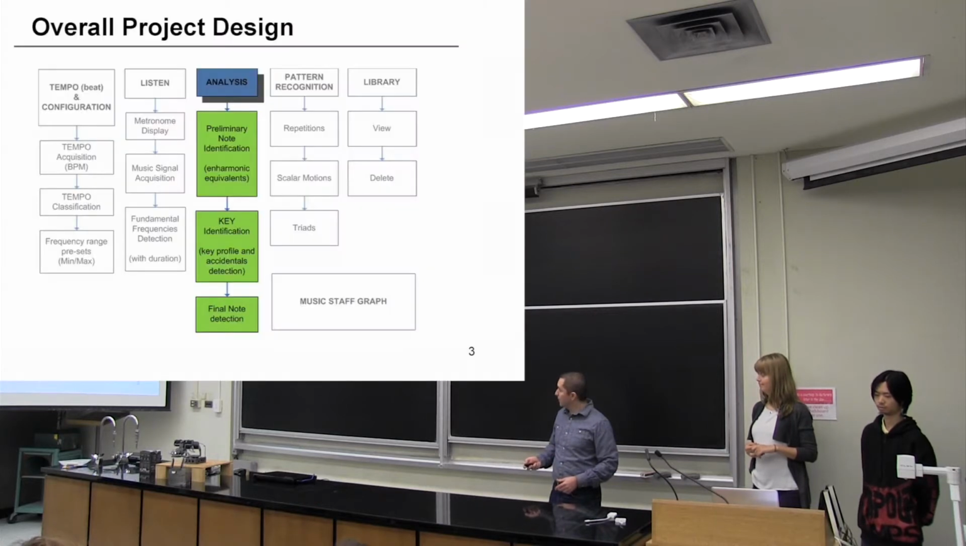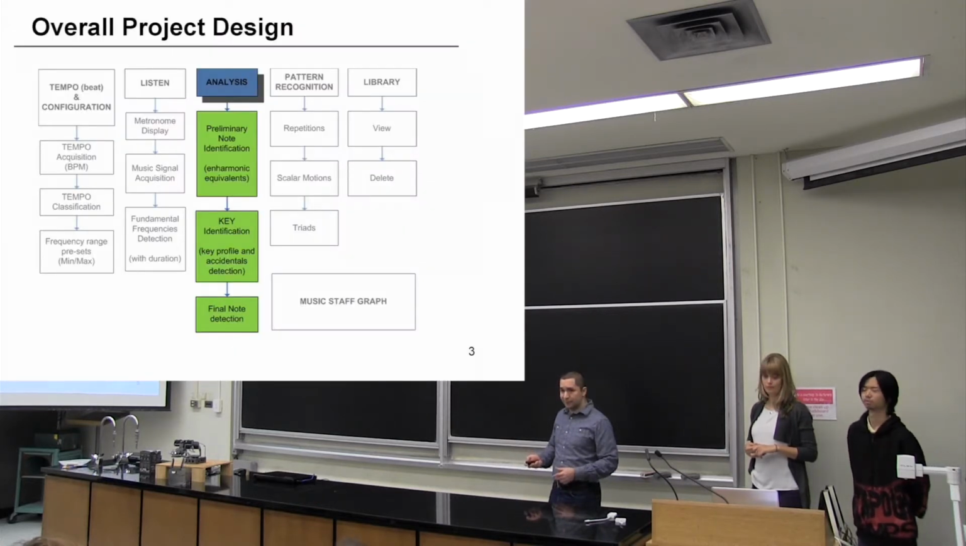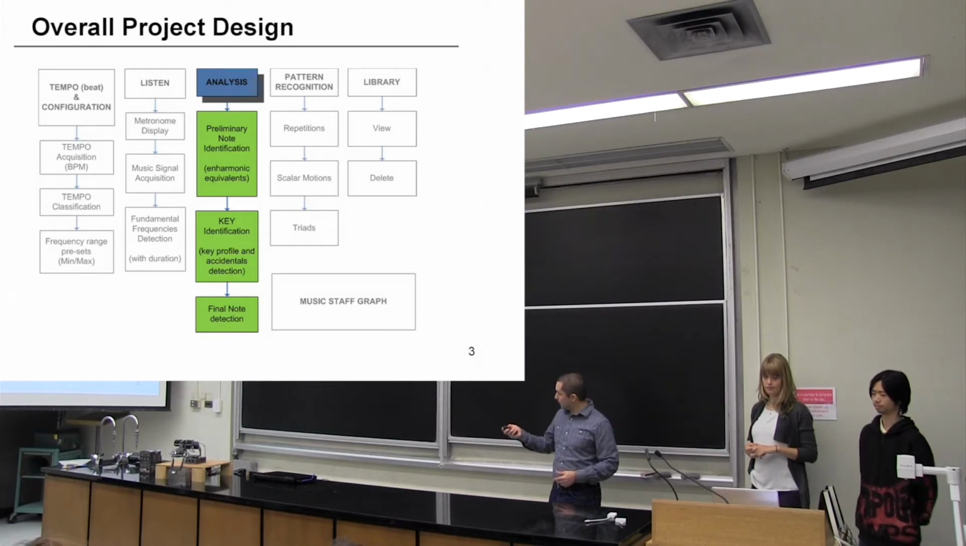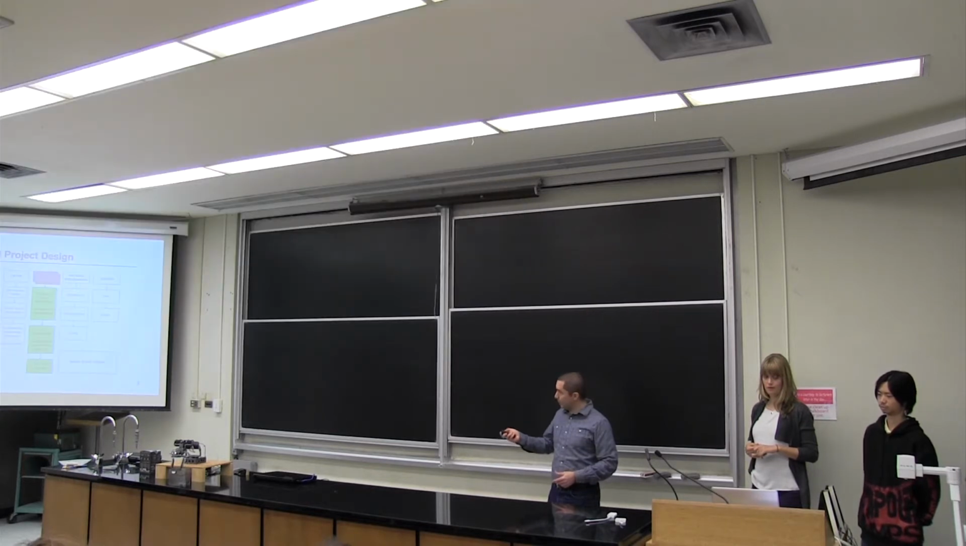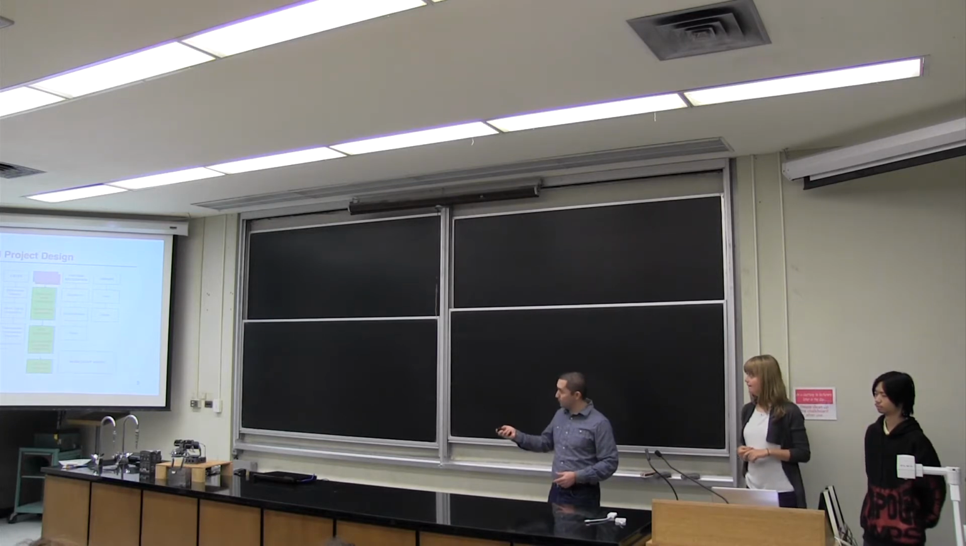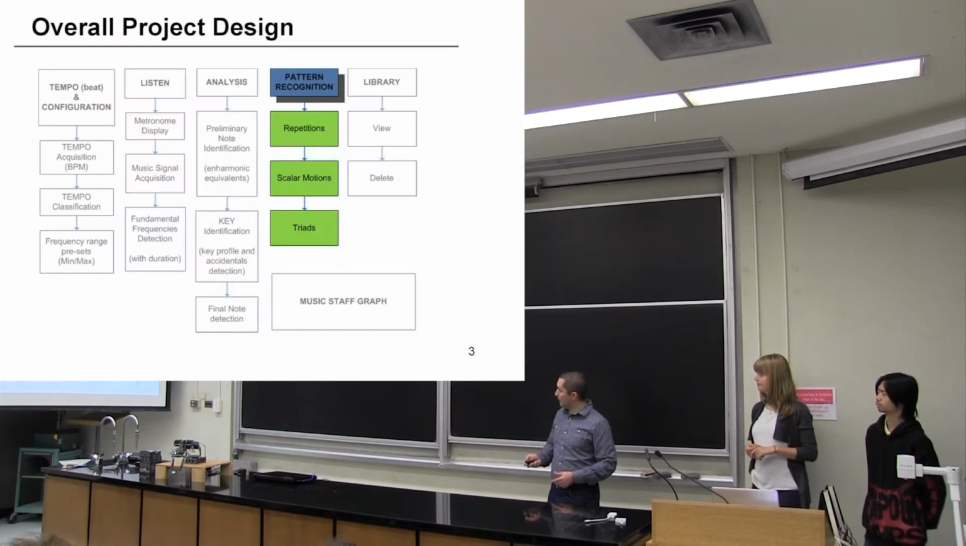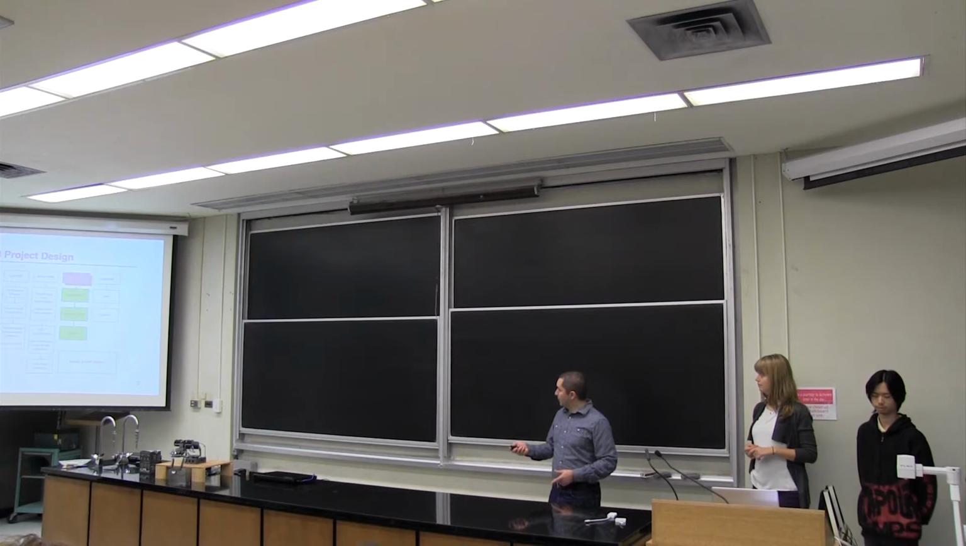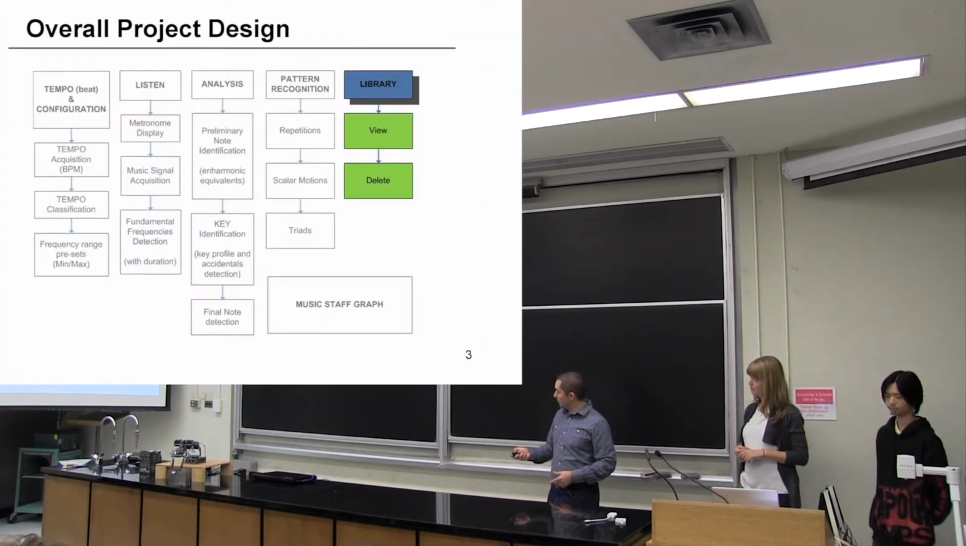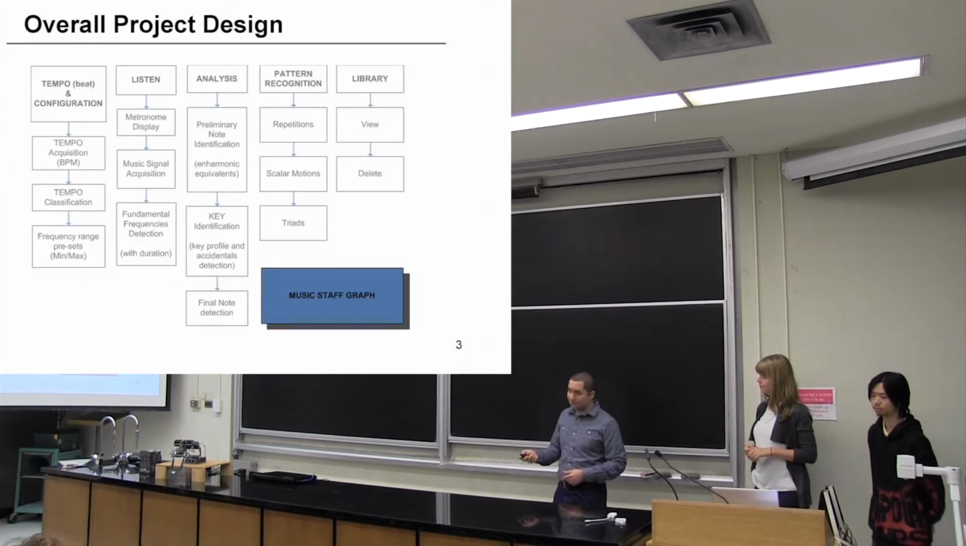Then is the analysis phase, where a preliminary note identification list is generated, which may contain enharmonic equivalents. Then a key identification algorithm is performed, based on key profile and accidental detection, towards a final note detection. Then the user can select to generate a pattern recognition. This algorithm is done to get the repetitions, scalar motions, and triads. And the user can save this notation into a library where they can view and delete previous notations. Everything is shown on a music staff graph.